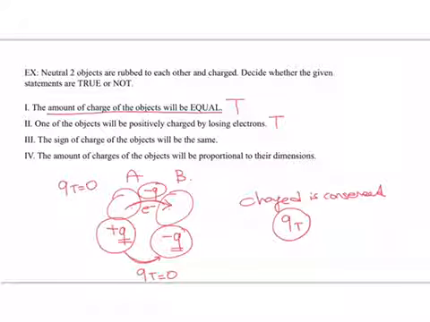Third: the sign of charge of the objects will be the same. No, one is positive and the other one is negatively charged. In charging by rubbing, the objects are always charged with opposite signs of charge, so this is false. And the last statement: the amount of charge of the objects will be proportional to their dimensions. It is also false because the amounts of charge are equal. It's not important what the dimensions are.